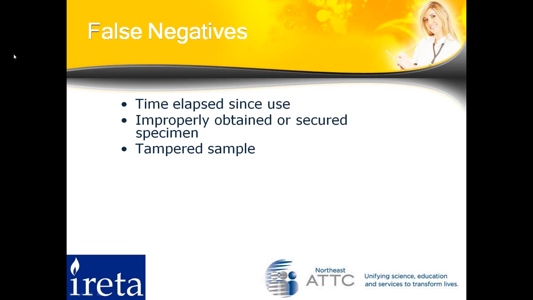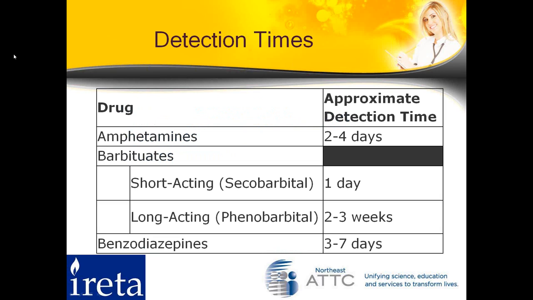So we want to take a look at some detection times so that we have an understanding of what our time frame is when we're looking at urine drug testing. When we're looking at amphetamines, we're looking at an approximate detection time of 2 to 4 days. And the detection time can be impacted by things like the client's general overall health, their intake of fluids, their eating habits, and a variety of other things.